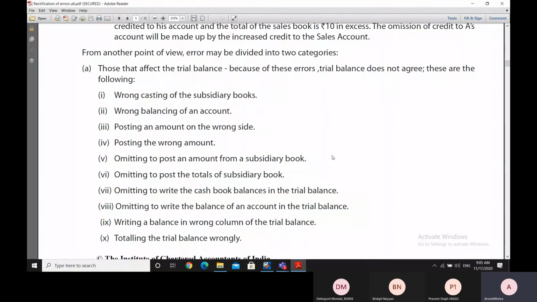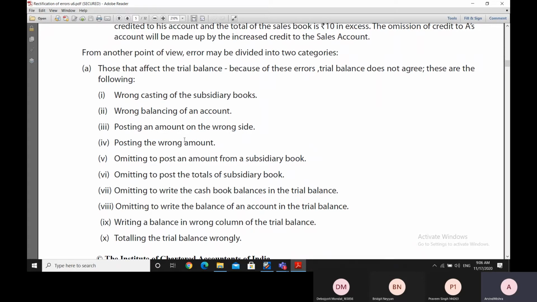Once again, the same kind of errors which we have seen earlier, but looking at them from a different angle, whether they are affecting the trial balance or they are not affecting the trial balance. The first one is wrong casting of the subsidiary book, which means the totaling has been done wrongly. That is going to definitely affect the trial balance. Then wrong balancing of an account. While balancing an account, if a wrong balance is taken, then this error occurs.